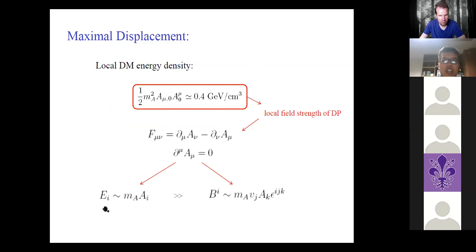And we find that the electric component, the E field, is proportional to the time derivative of the gauge potential, while the B field is proportional to the spatial derivative of the gauge potential. And there is an additional factor showing in the B field, which is the velocity of the dark photon dark matter. And the typical velocity of the dark photon dark matter is the virial velocity of the dark matter halo in our galaxy, which is about 10 to the minus 3 speed of light. In natural units, c is set to 1, so the B field is three orders of magnitude smaller than the E field. And that's why we only consider the dark electric field in our study.